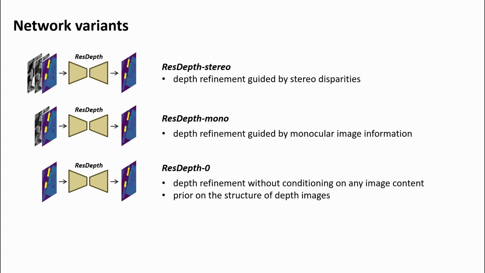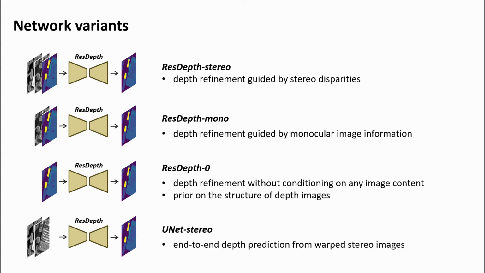The next baseline, ResDepth 0, does not leverage any image information. The network merely learns a prior on the structure of depth maps and corrects unlikely configurations of depth values without conditioning on any image evidence. Furthermore, we formulate a variant without the initial depth map, such that the network must learn to reconstruct the 3D surface directly from the two imperfectly rectified images.